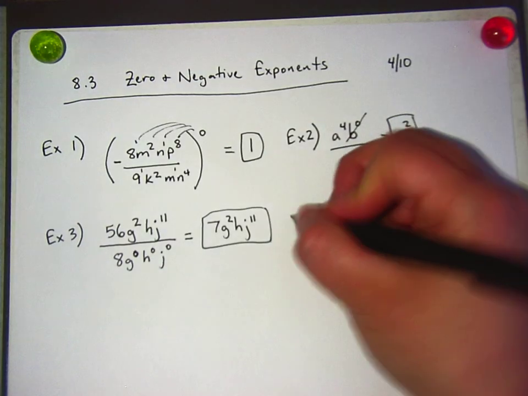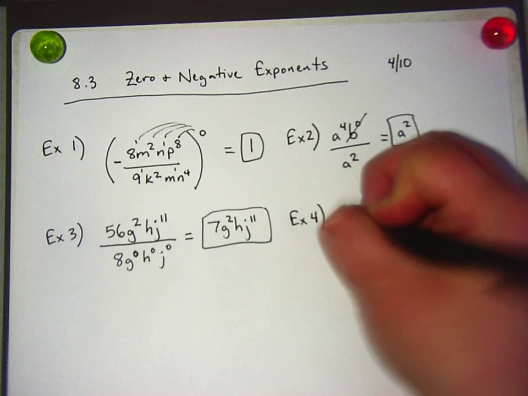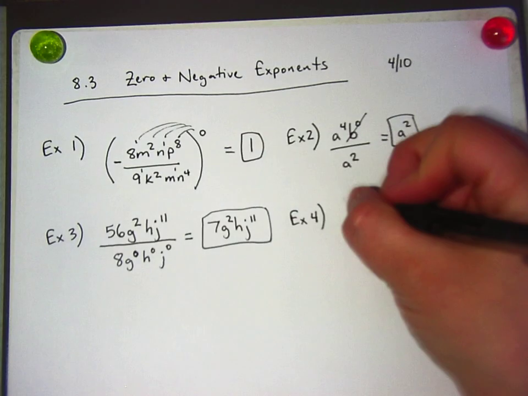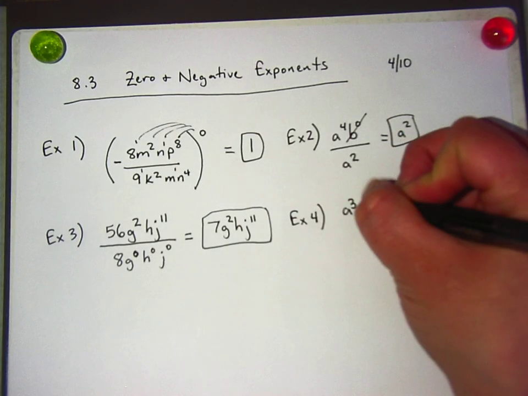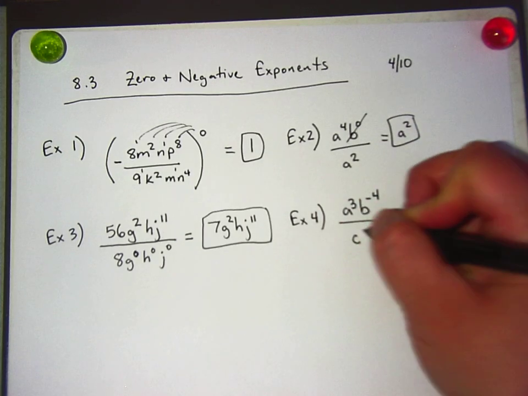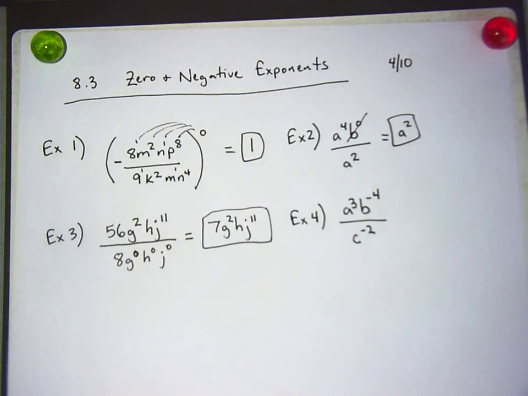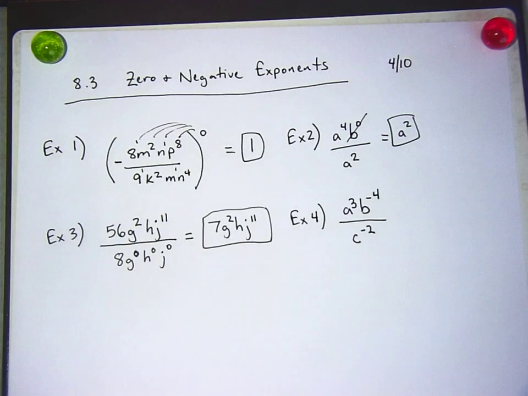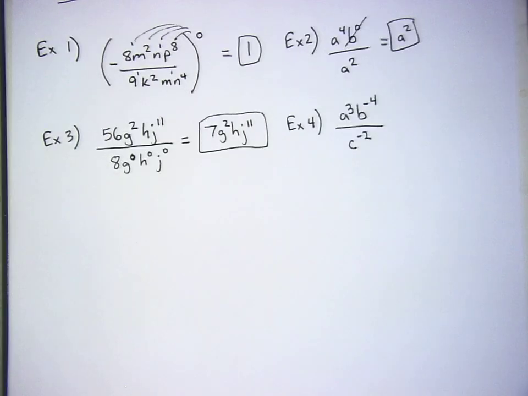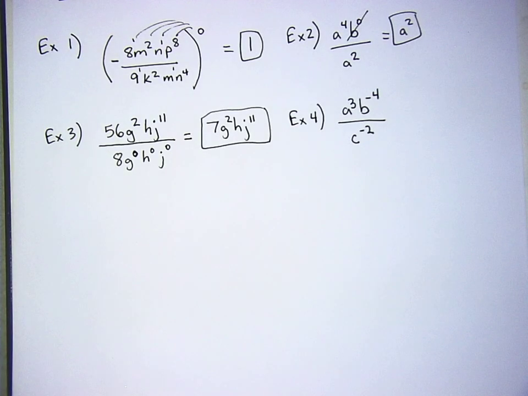All right, example 4. Now let's talk about negative exponents. All right, a to the 3rd, b to the negative 4th power over c to the negative 2nd power. I'm going to do this one with you. What happens if there's a negative power on the top? It moves. Now, the whole thing doesn't flip. Just that thing goes to the bottom. Okay? Just that variable goes to the bottom.